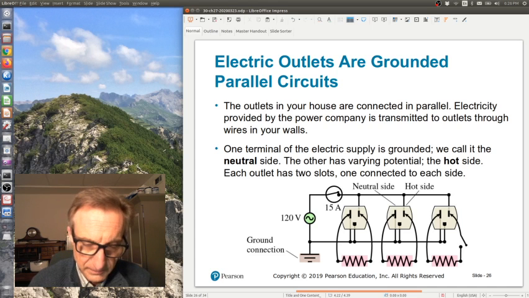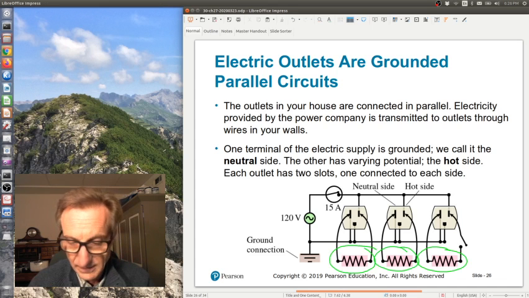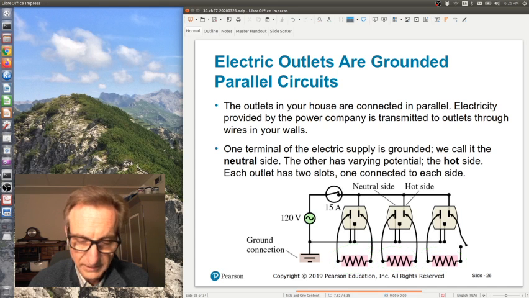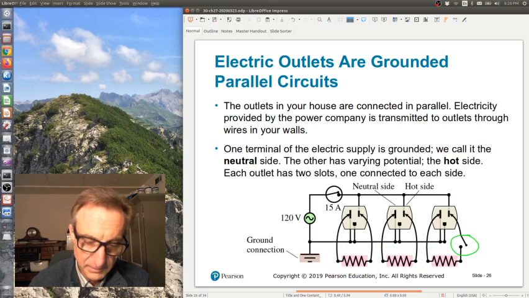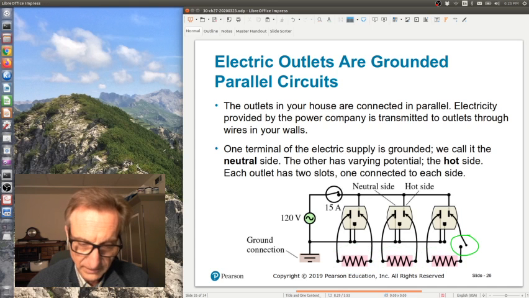Each one of these plugs, you'll notice, is connected to a resistor, which is symbolic for a device. It could be a light, it could be a fan, it could be a microwave oven, it could be a computer, it could be a number of things that are plugged into these. And this one in particular is opened with a switch. As soon as the switch is closed, this circuit will be complete, and the outlet can deliver power to the device plugged into it.